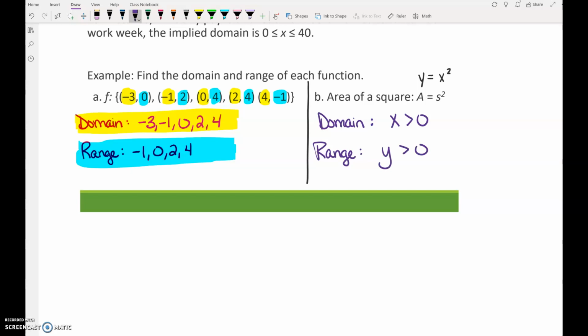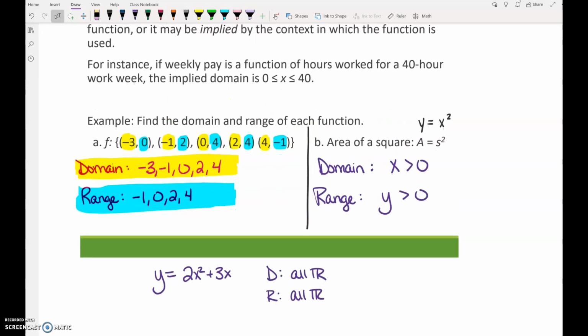A lot of times the range is all real numbers. Sometimes the domain is all real numbers. If I gave you the equation y equals 2x squared plus 3x, your domain would be all real numbers, and your range would be all real numbers. You can plug anything into that equation, and you will get any kind of number out of that equation.